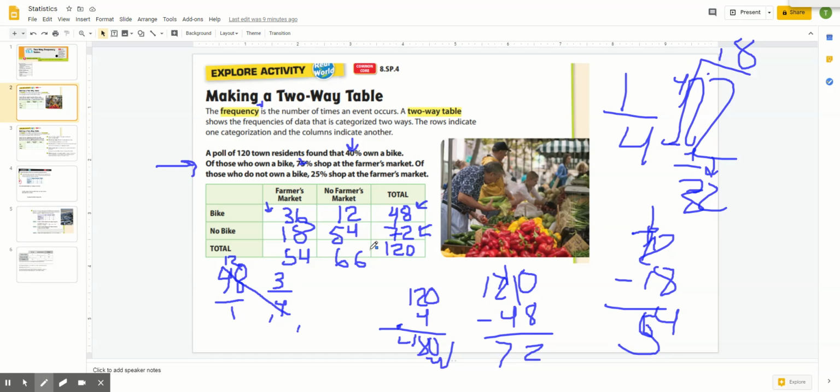And now if they were asked to draw conclusions, it pretty much gives that to you right away. These next few problems, you're going to have to calculate it. But you're going to see that if you have a bike, there's a better chance of you shopping at a farmer's market. All right, so that is the whole analysis piece there. All right, let's look at our next example.